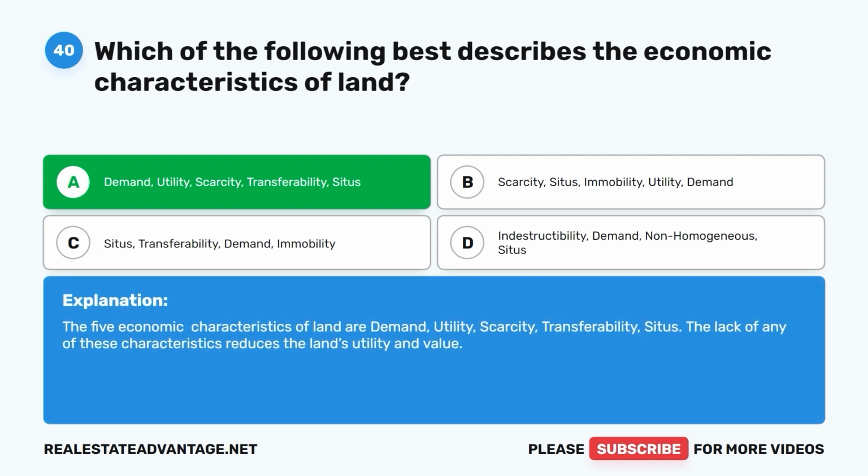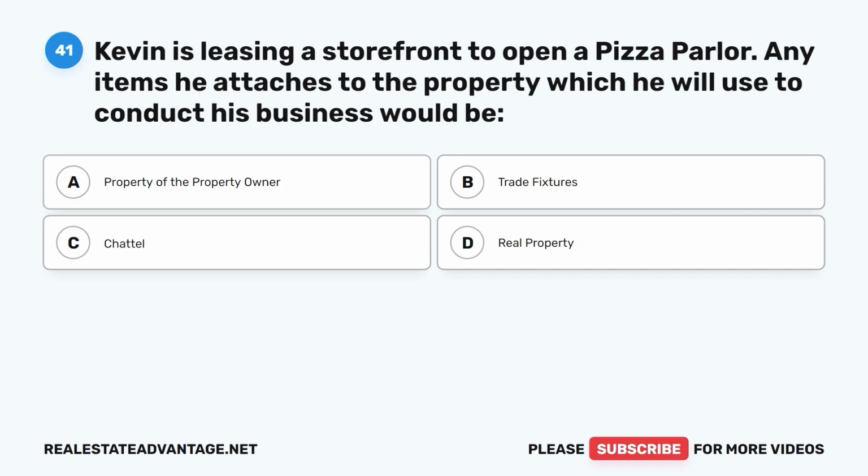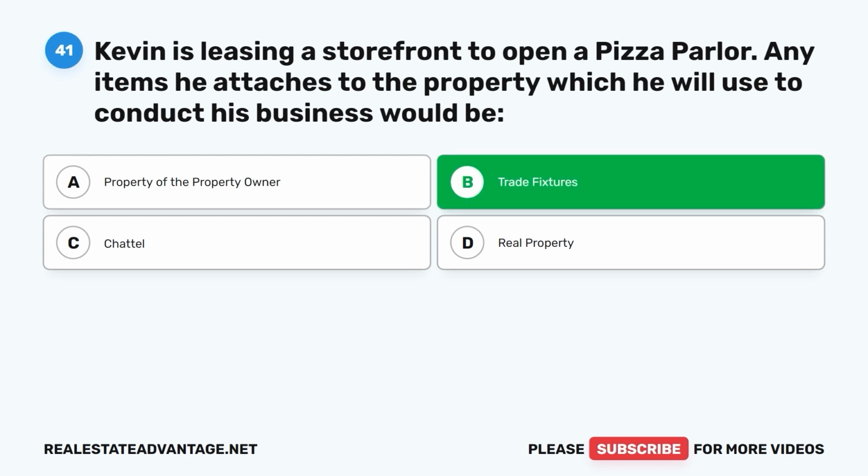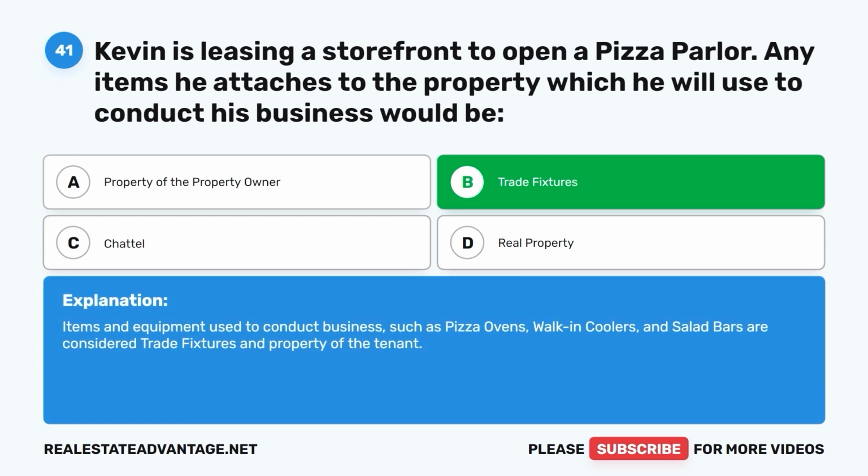The 5 economic characteristics of land are demand, utility, scarcity, transferability, situs. The lack of any of these characteristics reduces the land's utility and value. Question 41. Kevin is leasing a storefront to open a pizza parlor. Any items he attaches to the property which he will use to conduct his business would be A. Property of the property owner, B. Trade fixtures, C. Chattel, D. Real property. The correct answer is B. Trade fixtures. Items and equipment used to conduct business, such as pizza ovens, walk-in coolers, and salad bars, are considered trade fixtures and property of the tenant.